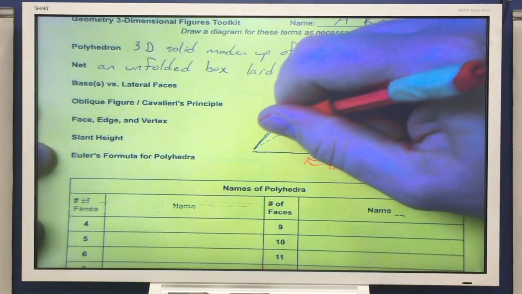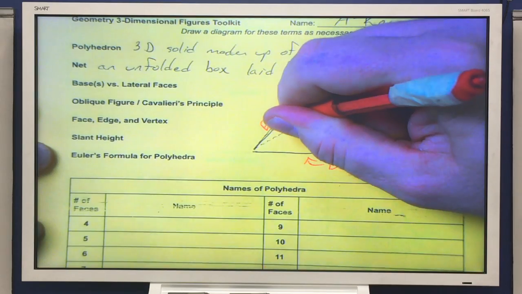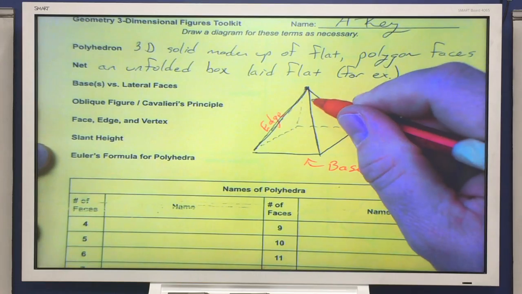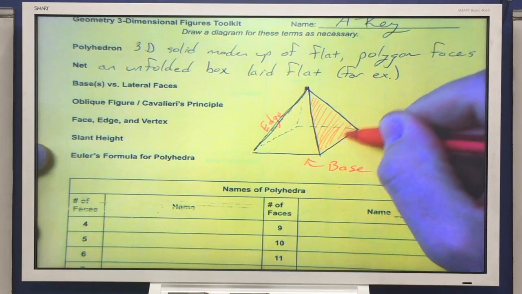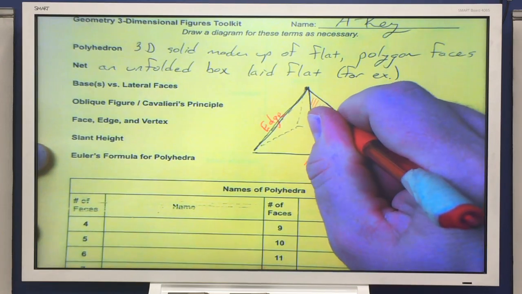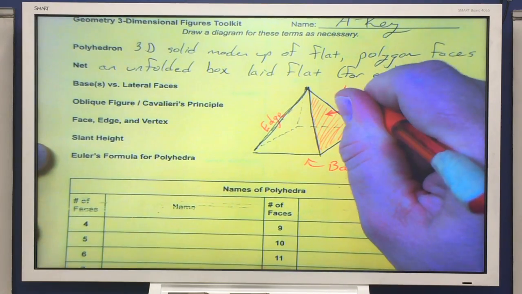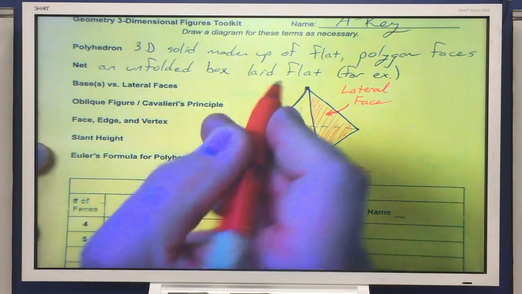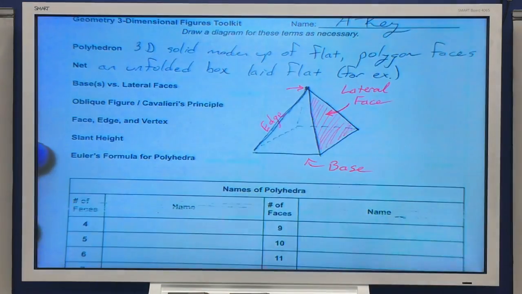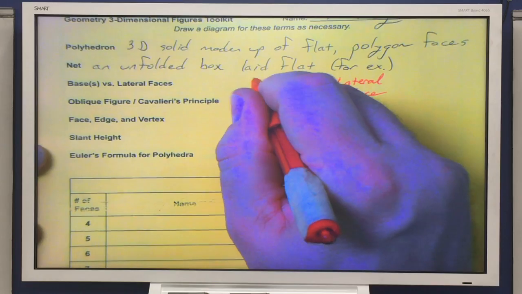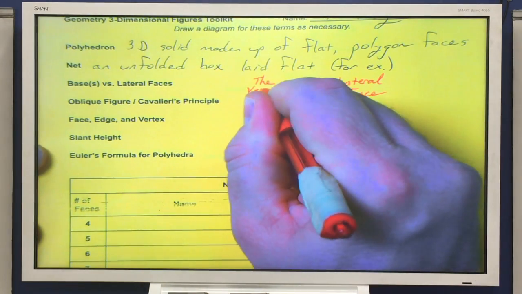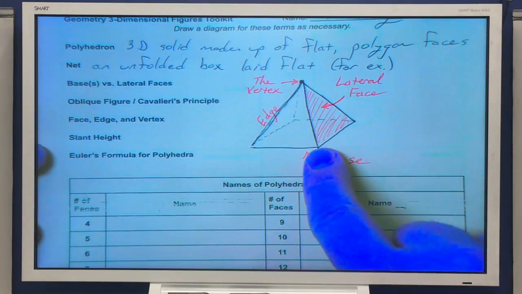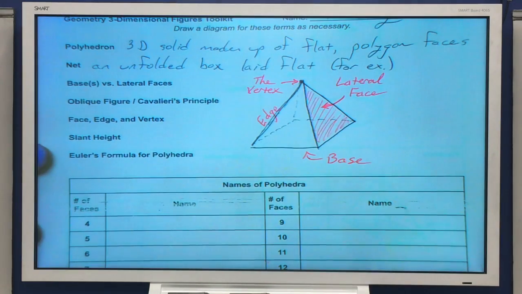Out here, this is an edge. If I were to shade this thing that I'm shading, that is a lateral face. This point right up here is called the vertex of the pyramid. But from a prior video, we know that this little corner, this one, the one in the back, those are all vertices too.